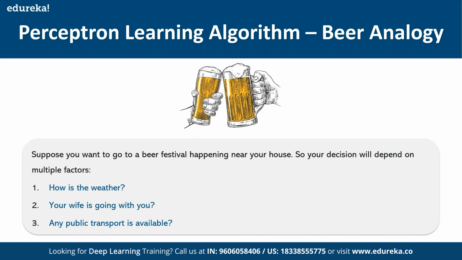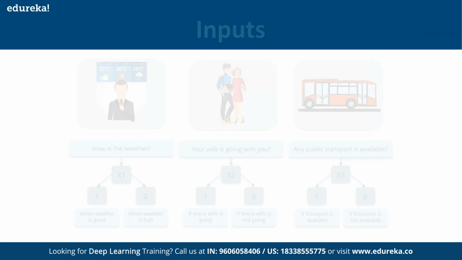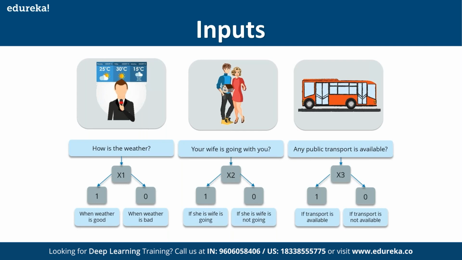So first is weather. Second is who is accompanying you. Is your wife going with you? Are your friends going with you? That is another important factor. And third is what transport you can use to go to the beer festival. Can you go by car, or will you take public transport? So based on multiple factors, you will take a decision whether you should go to the beer festival or not. Let us first try to understand each of the parameters.